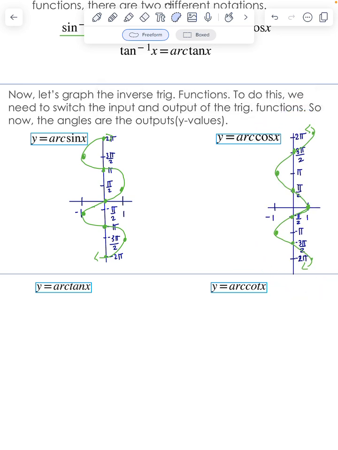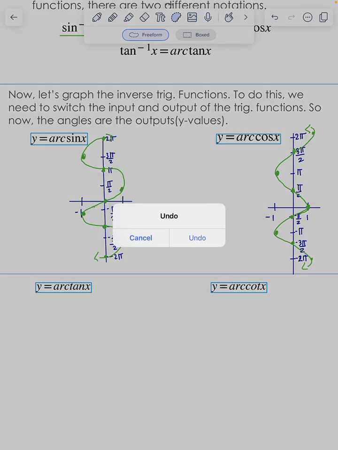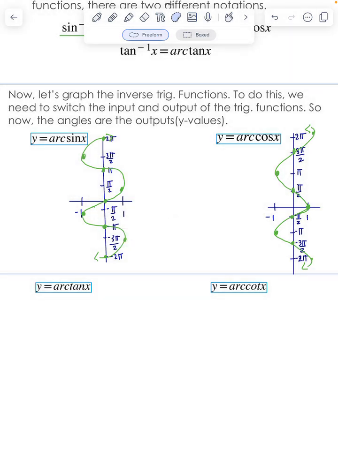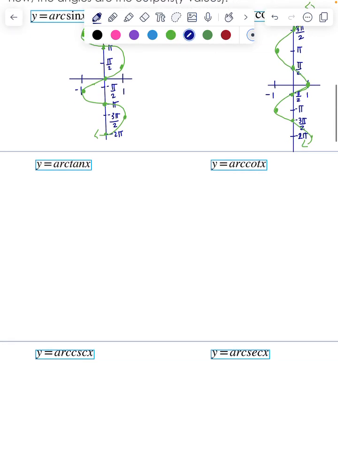Okay, then we'll do tangent and cosecant. I'm not going to do all 6 of these again because this is not what you have to have memorized. This is just kind of laying the foundation down. Okay, tangent and cotangent, we'll need our pi over 4s.